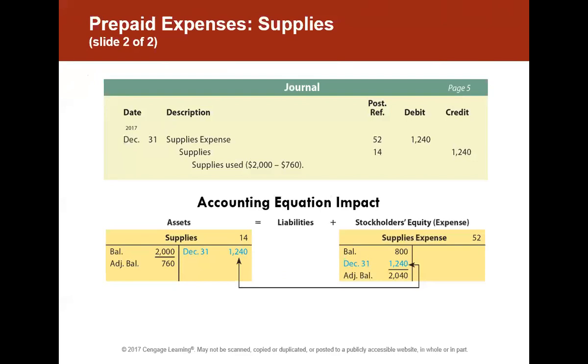So we debit supplies expense and credit supplies for the supplies that were used up. We need to expense them out. Okay. So supplies expense debit 1,240, supplies credited 1,240. And when we do that, we balance supplies, the new amount is 760, which is what they told us we still had left.